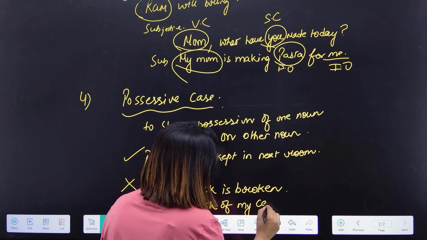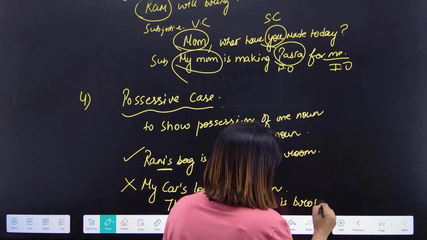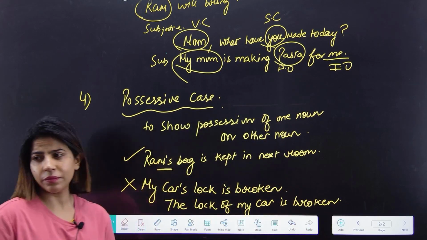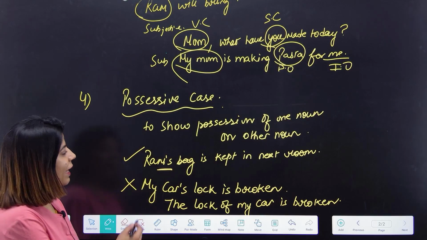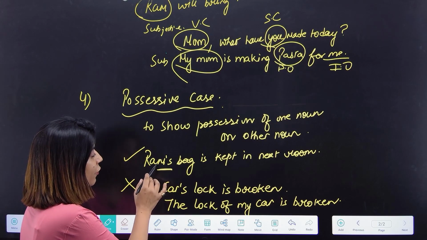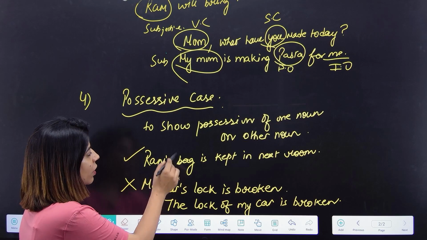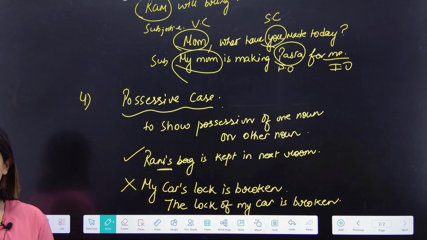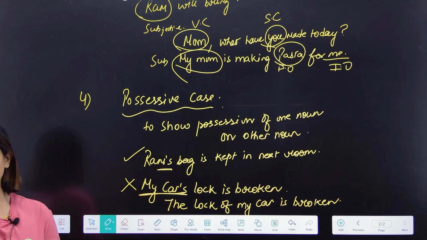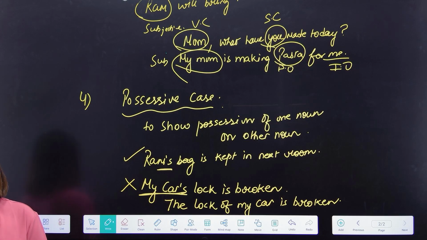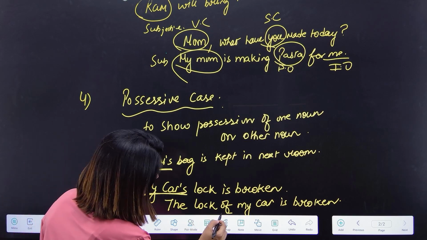The lock of my car is broken. Why are we writing it like this, not this? There is a logic. There is a rule that you can show the possession of living on the living or living on non-living using apostrophe s, but you cannot show the possession of a non-living. अब ऐसा थोड़ी है बेचारे का पोजेशन ही नहीं होगा, पोजेशन तो आएगा, गाड़ी का लॉक तो होता है, but to show the possession of non-living we use the word of.